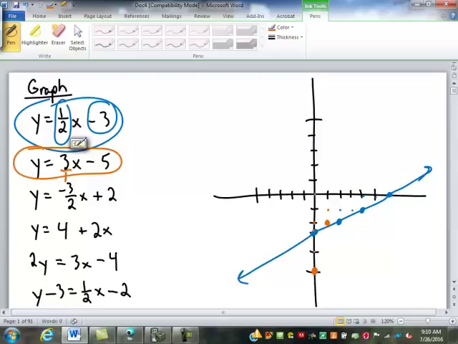I'm going to do it one more time. 1, 2, 3, and then run 1. There's another point. And my line goes through those points.